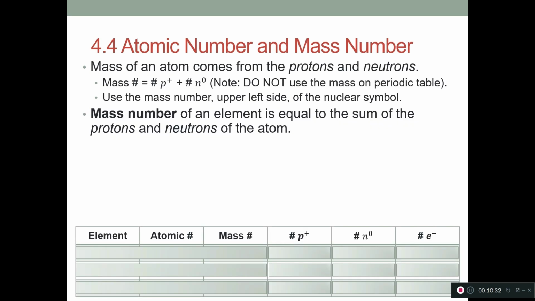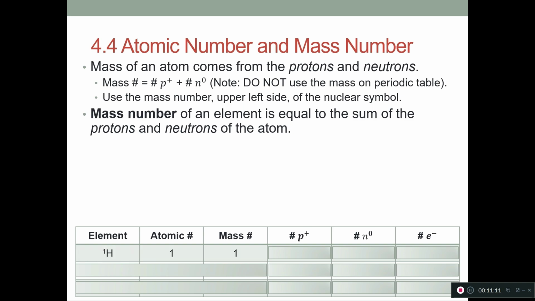And remember, I said that the electrons are not taken into consideration when we come up with the mass of these things. So the mass of an atom comes from the protons and neutrons. So the mass number is just the number of protons plus the number of neutrons. So we do not want to use the mass in the periodic table, which we'll discuss later where that number comes from. But when we're coming up with our mass number, we don't want to use those numbers. So we want to use the mass number in the upper left side of the nuclear symbol.